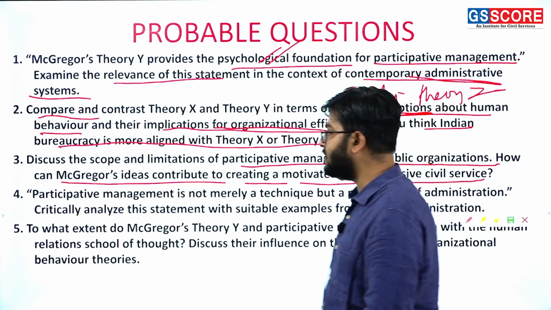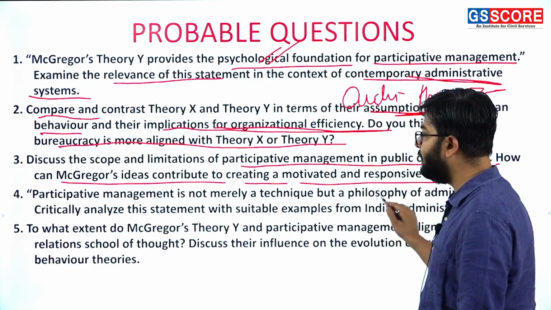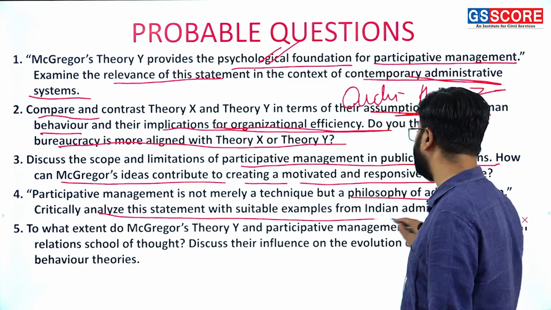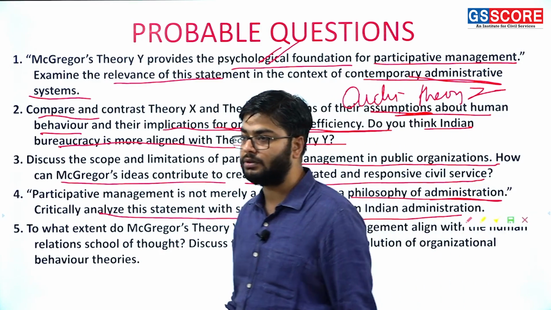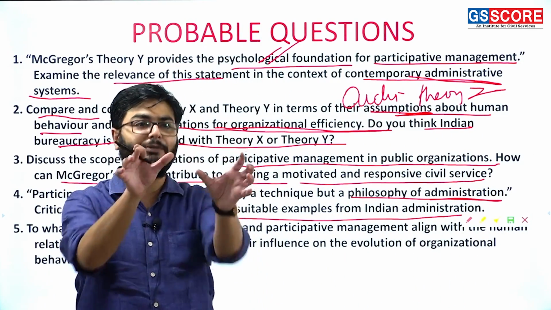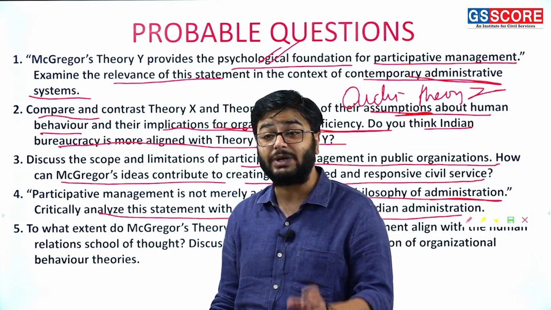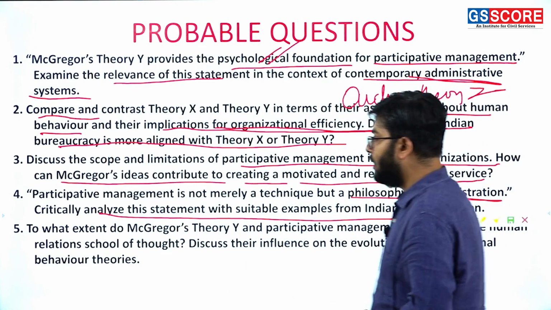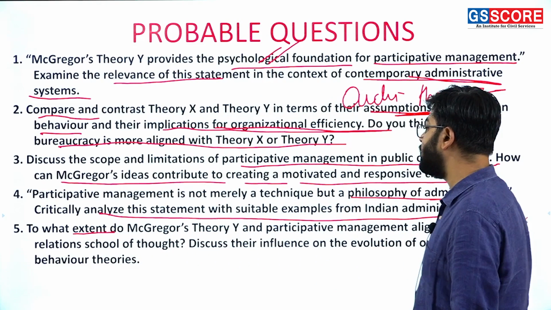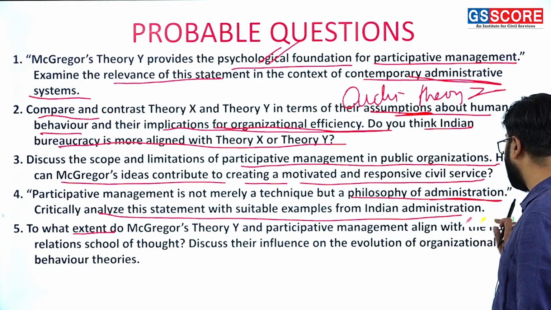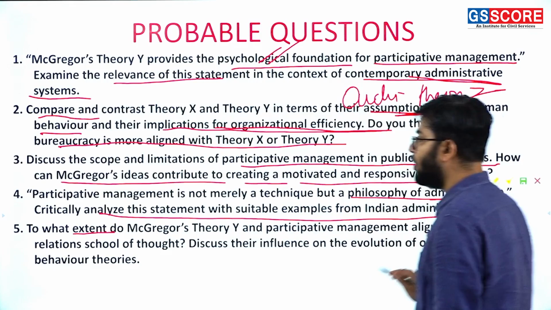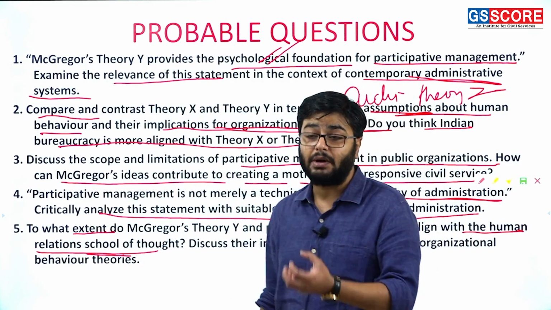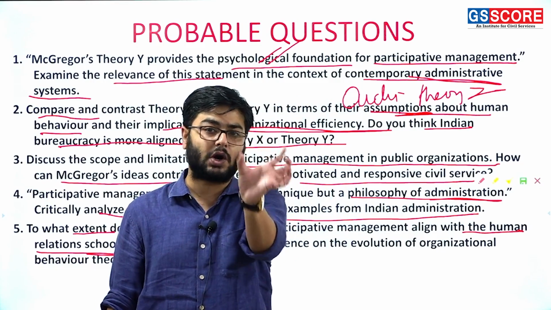right? Next is, participative management is not merely a technique but a philosophy. Critically analyze the statement with suitable examples from Indian administration. So we are looking at the concept of participative management, wherein McGregor will be used as a feeder. Last, to what extent do McGregor's theory Y and participative management align with the human relations school of thought?